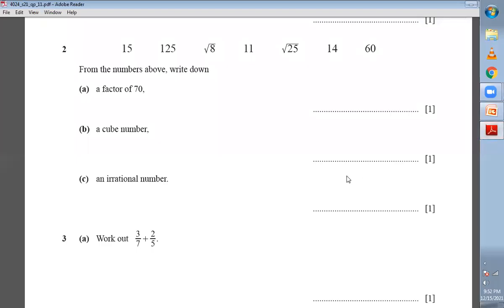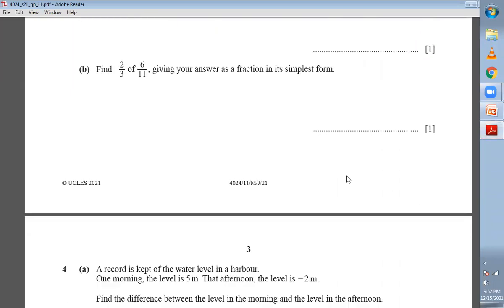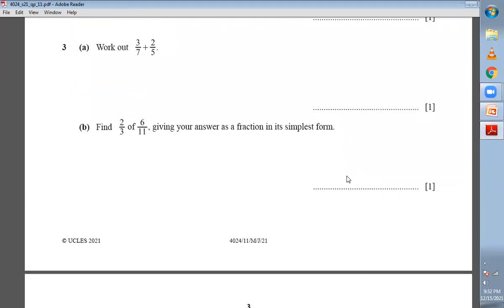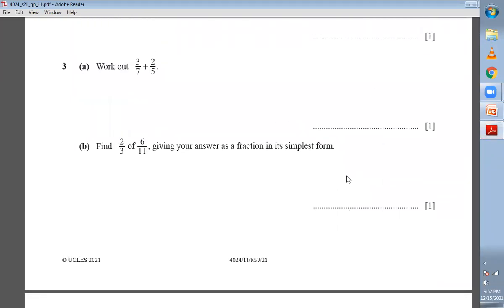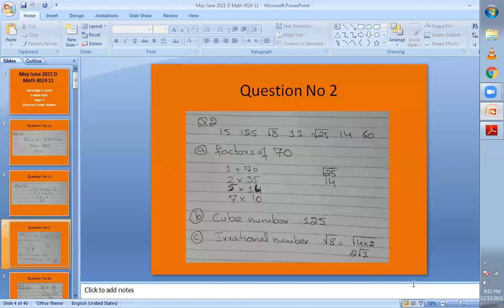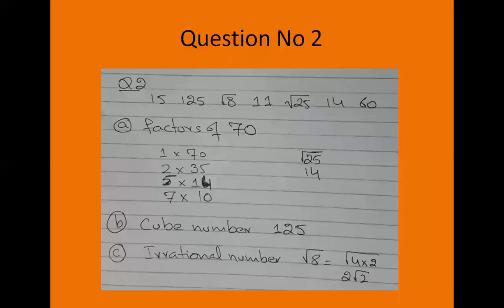Okay, so let's move to the next part. And the question number 3 is coming up on your screen. In the question number 3, he says work out 3 by 7 plus 2 by 5. And in the B part, he says find 2 by 3 of 6 by 11, giving your answer as a fraction in its simplest form. Okay, so question number 3, and here we go.